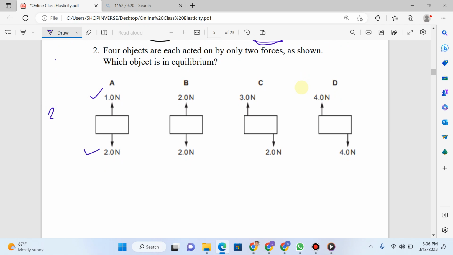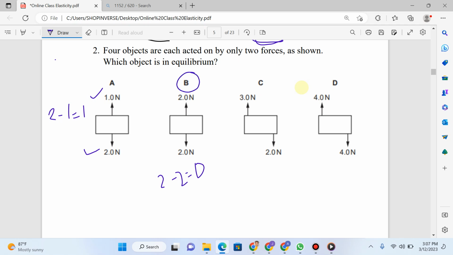That means the unbalanced force is 2 minus 1, which is 1. Hence, the object is not in equilibrium. Okay, if you look at B, there are two forces, two Newtons upward and two Newtons downwards. So the resultant force will be 2 minus 2, which is equal to 0. Since the resultant force is 0, this object is in equilibrium.